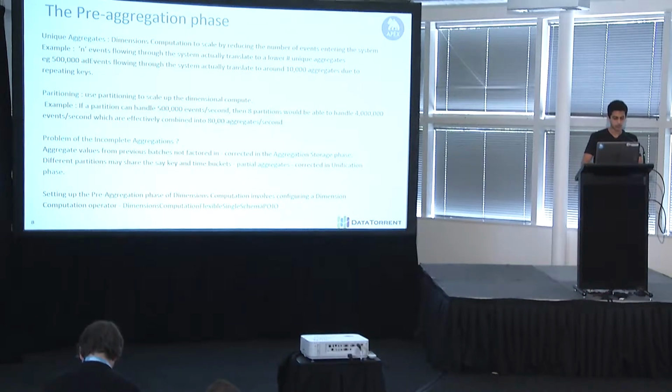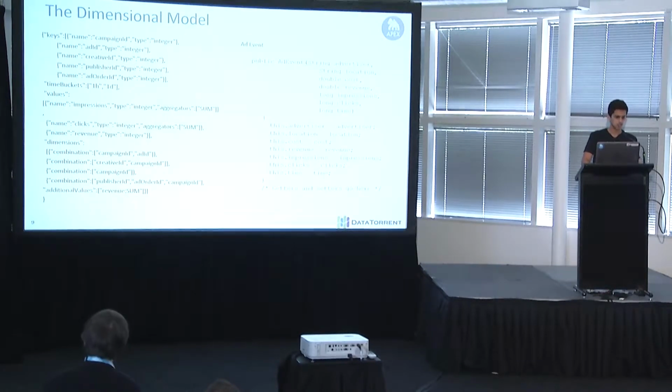So the setup for the pre-aggregation phase is pretty straightforward. We have a dimensions computation operator for it that takes in a schema POJO. It looks kind of like this. This is the JSON structure that you need to specify on the operator as a property to enable dimensional compute for it. The values highlighted here are essentially the key values to enable dimensional compute. So the keys are basically dimensions with their respective data type.